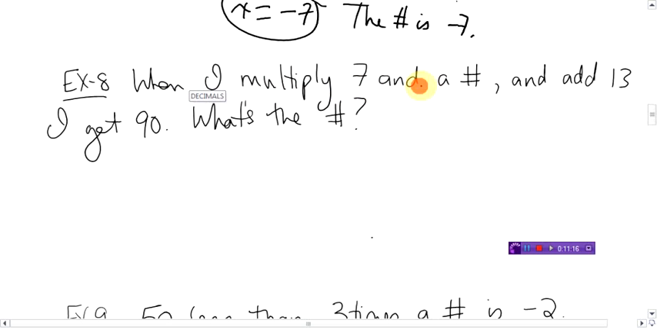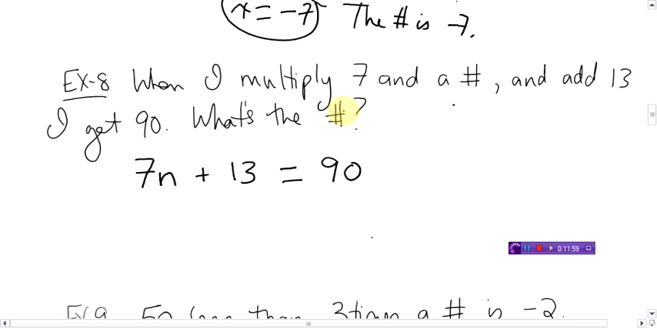When I multiply 7 and a number and add 13, I get 90. What's the number? So I know before you were thinking I can do this in my head, no problem. Here you're going to have to write out the statement. I think it's getting trickier. When I multiply 7 and a number, so that means 7 times some number, let's call it n for number. You can call it anything you like. And I add 13. I get, what do you think that means? That's the equal sign. I get 90. That's the translation of that.